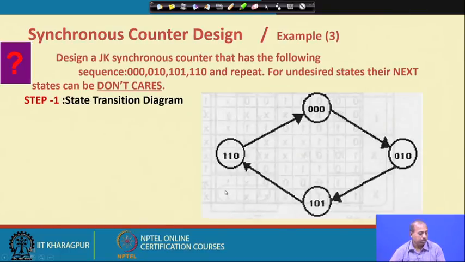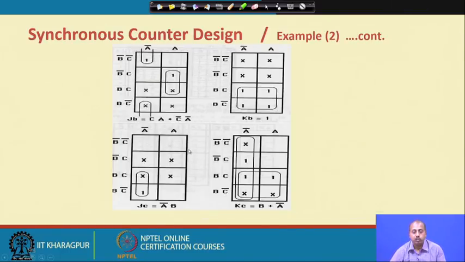Now, the final circuit is not shown here; that is just another step. You have got 3 flip flops and then you have got the appropriate logic connected to the J and K inputs of the individual flip flops.